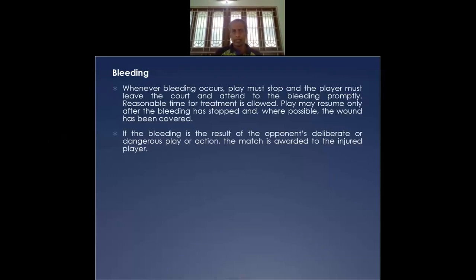Once you have decided, make an announcement. If it's being telecast live, you're allowed to make an announcement. Let the audience know. Make the announcement for the audience who are seated there. Let them know what's happening. Bleeding is very, very critical as well.